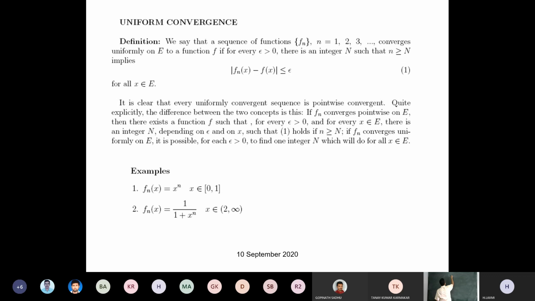If you consider a sequence Fn of functions, then what do we say? We say that Fn converges to F if, for every epsilon greater than 0, there exists a positive integer capital N such that |Fn(x) - F(x)| is less than epsilon for all n greater than or equal to N. Now this is simply convergence. And what is pointwise convergence? In fact, this is the definition of pointwise convergence.